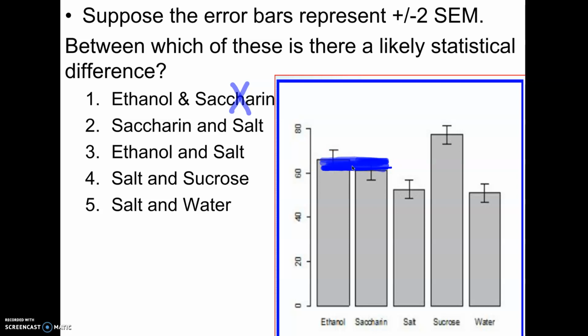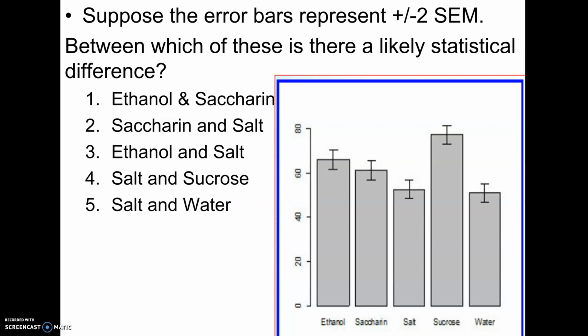Saccharin and salt, still no difference. Now these just touch, but isn't that still true that this could be as low as this and this could be as high as this, in which case they would be the same? So I'm still going to say no statistical difference. Ethanol and salt, yes. Ethanol, I've made a big mess here, but ethanol, this is the lowest, this is my highest. See the gap here? So no on this and this, yes on this. Salt and sucrose, also yes, there's a gap. Here to here, definitely a gap. And then salt and water, no, they overlap.